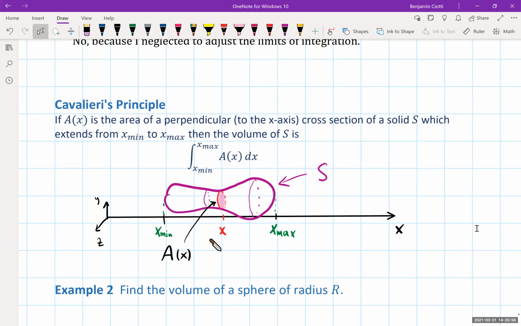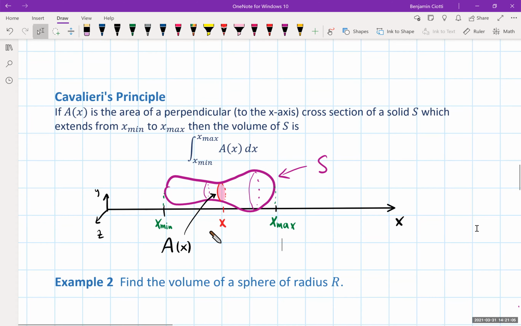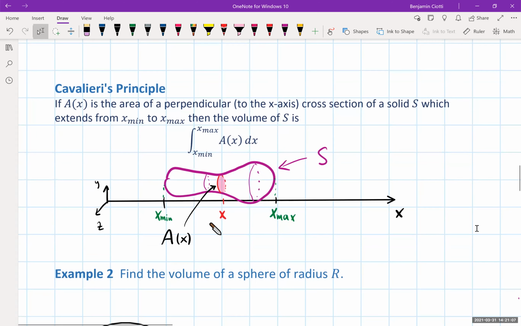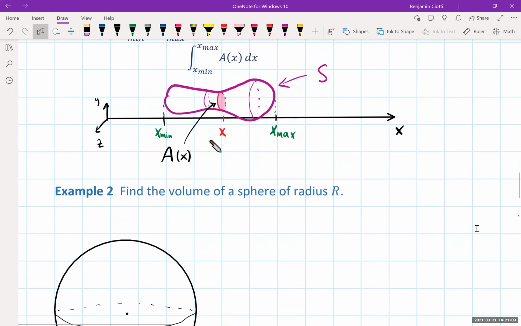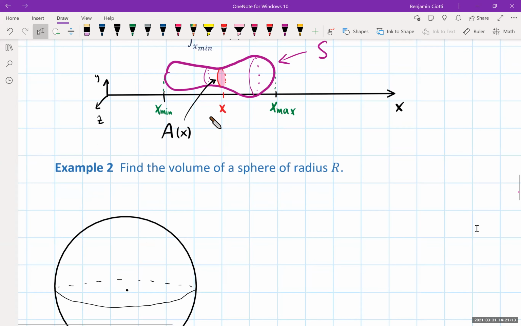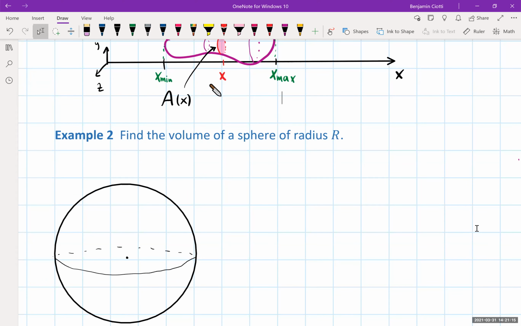So why don't we try using it? I'm going to do an example now and use Cavalieri's principle to find the volume of a sphere of radius r. Like I said, you could also use it to prove the two theorems that I already did, but you can read that in the book if you want.